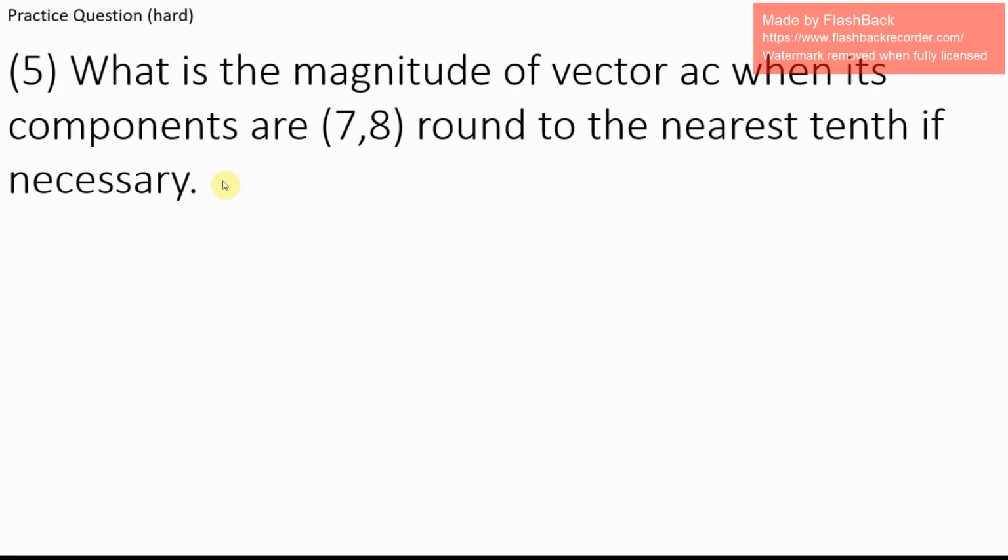What is the magnitude of vector AC when its components are 7, 8, rounded to the nearest tenth if necessary? Okay, so 7 squared plus 8 squared, all under the square root, will be the equation used for this question. 7 squared plus 8 squared would be 49 plus 64, and that will be 113. The square root of 113 is 10.6.